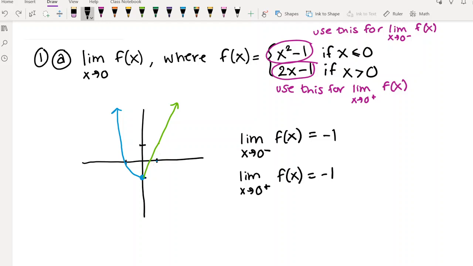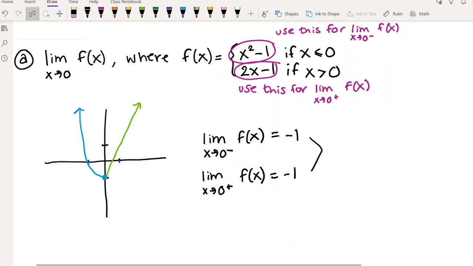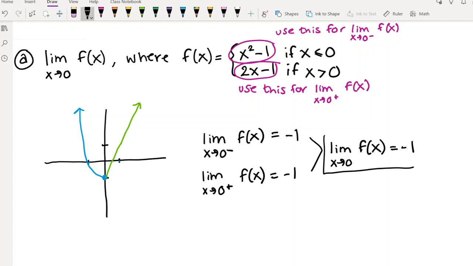And that's the same thing you would get if you just plugged in 0 into the top and bottom equation, then you would get the same result. And so because these two agree, anytime the left and the right-hand limit agree, you can conclude that the overall limit is equal to whatever you got for the left and right-hand limits.